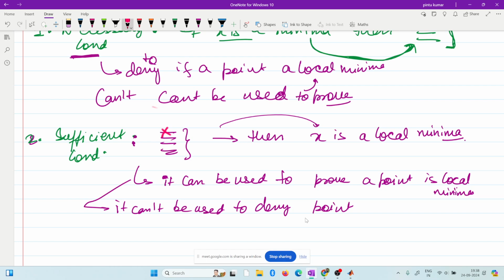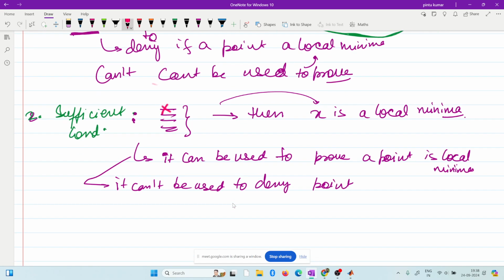Let me just think of an example that I can give you to show that both of them are important. Okay, probably I can think, and if it comes to my mind, I'll show you.